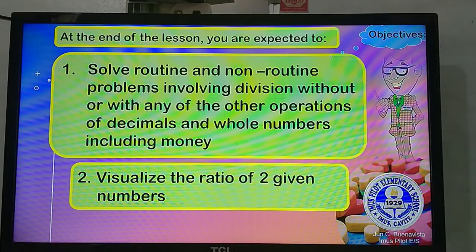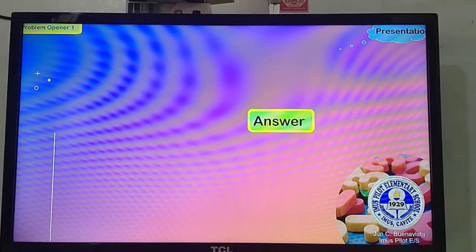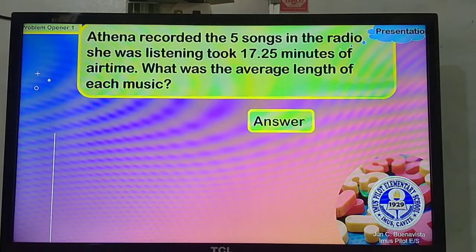Okay, let's have this problem opener number 1. Athena recorded the 5 songs in the radio she was listening to, which took 17 and 25 hundredths minutes of airtime. What was the average length of each music? Now, we are going to answer this problem. So we are going to follow the steps in solving a word problem.